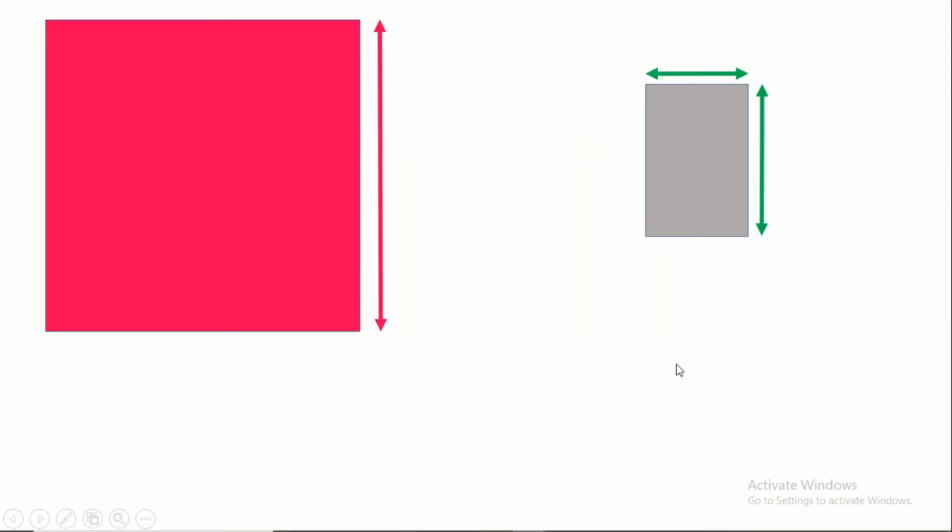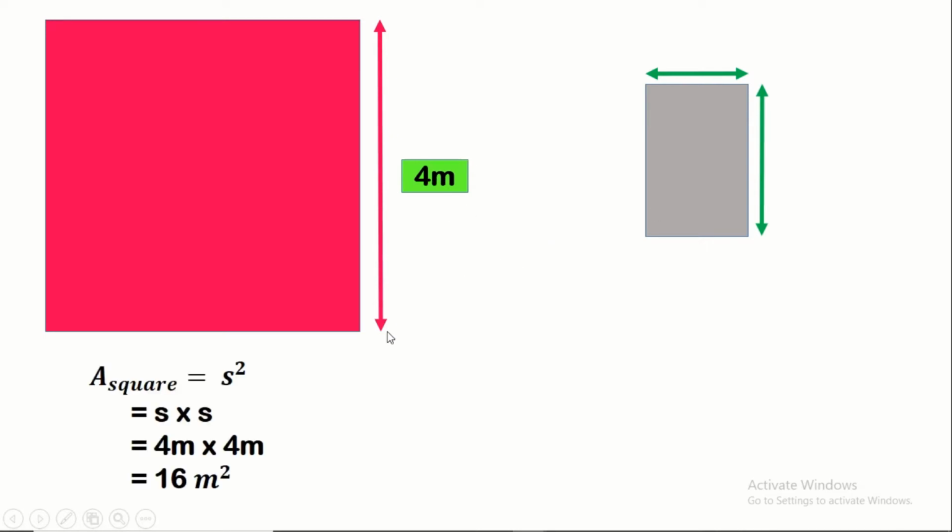Another example. As you see here, we have a square and a rectangle. The square has a side of 4 meters and the rectangle has other measures, length and width. We're going to see them. Now let's start with the area of the square, which is side squared. So it's side times side. 4 meters times 4 meters gives us 16 meters squared.